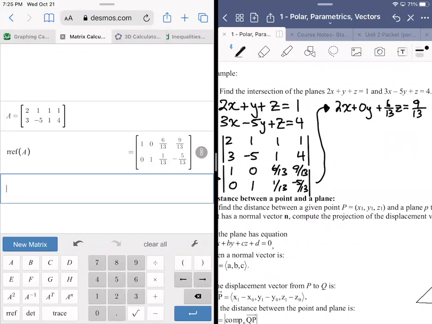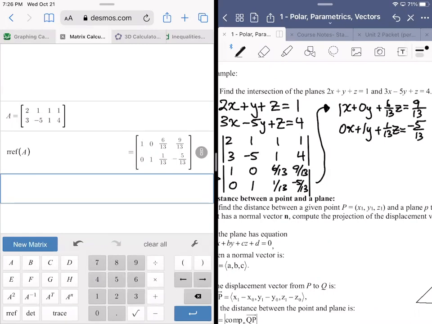And then 0x. Oh, I put a 2 for some reason. I don't even know why. I know why. I was looking at the 2, but I shouldn't have been. I should have been looking at the matrix that we just created. So 0x plus 1y plus 1 13th z is equal to negative 5 13ths.